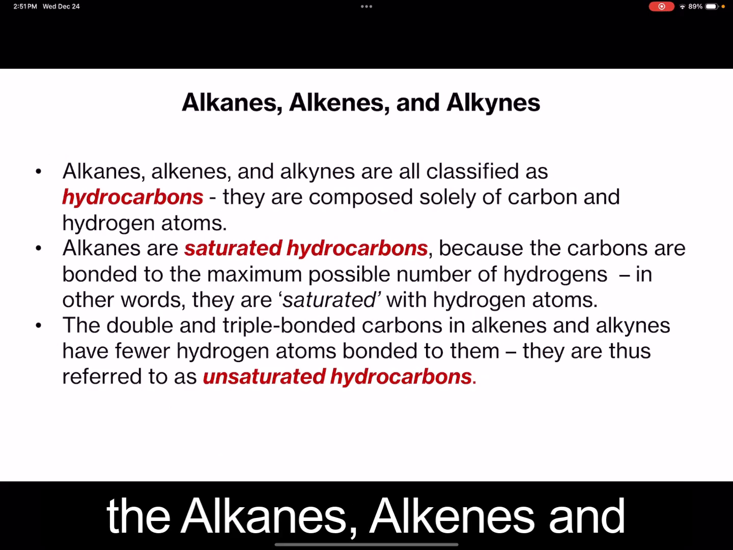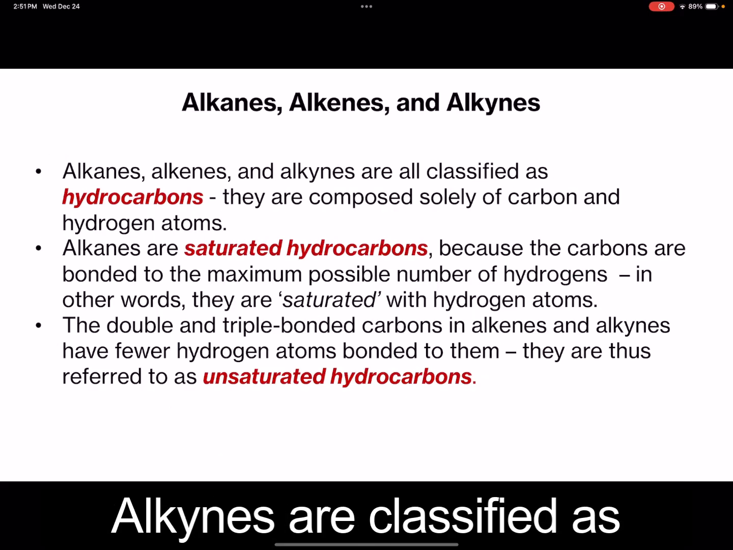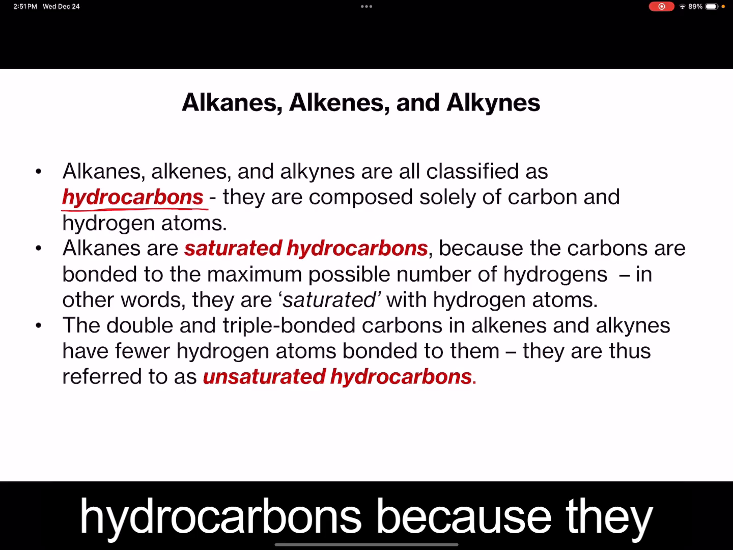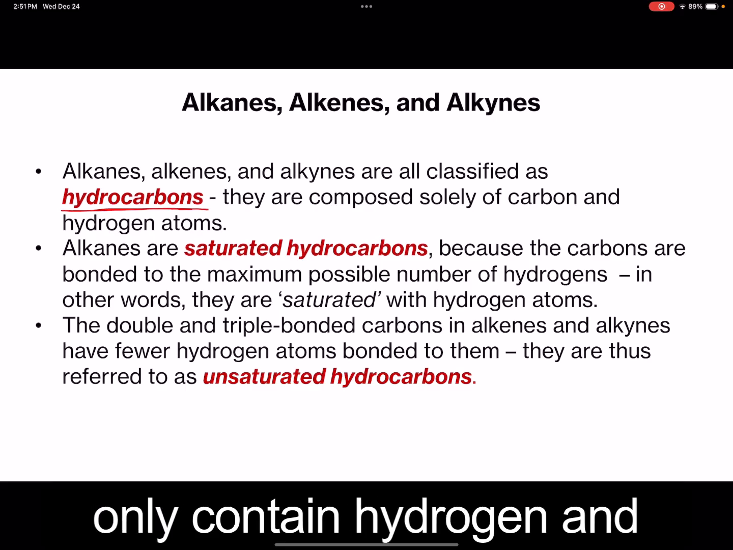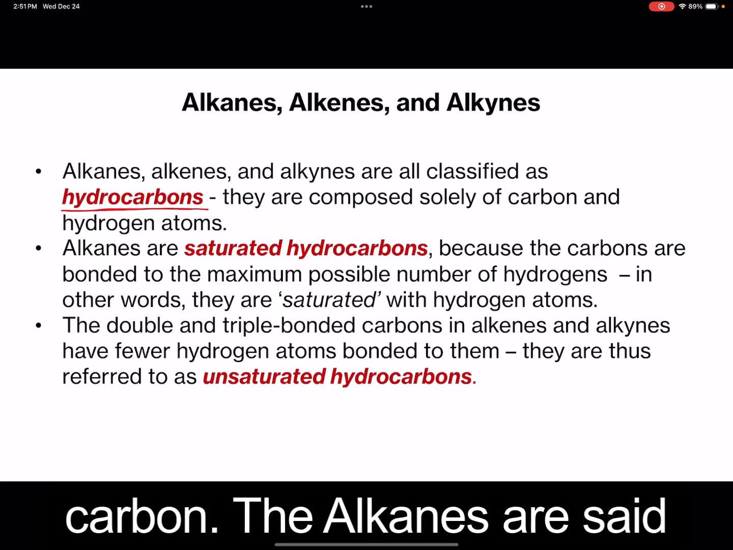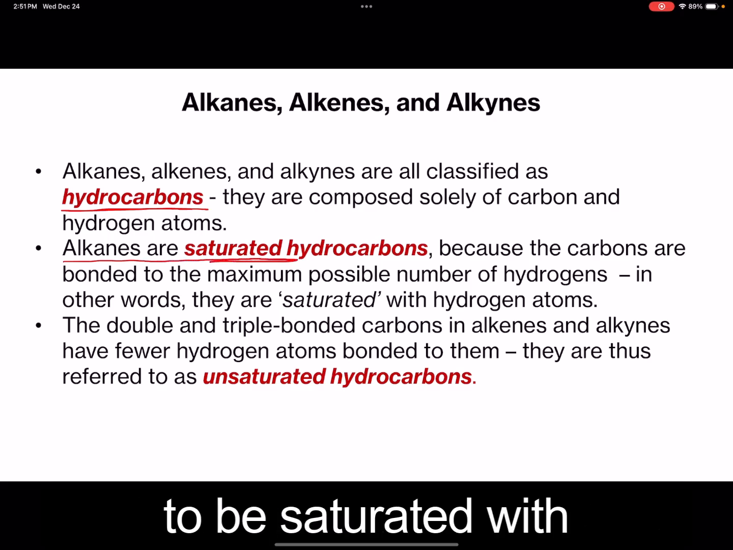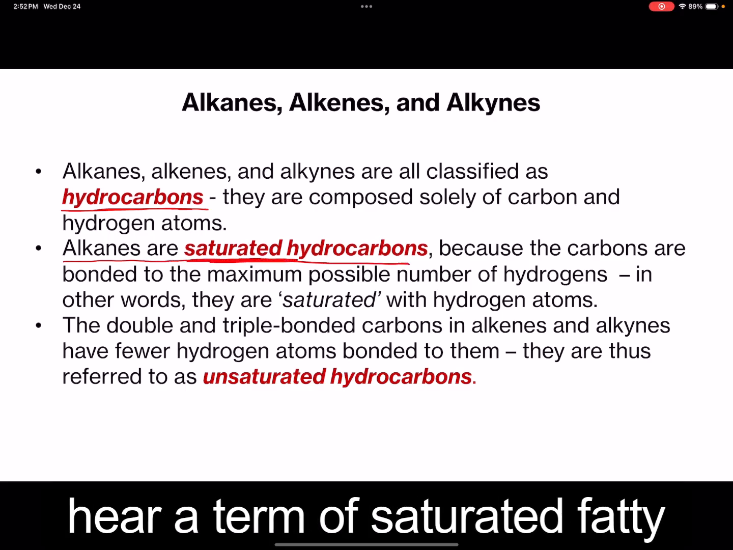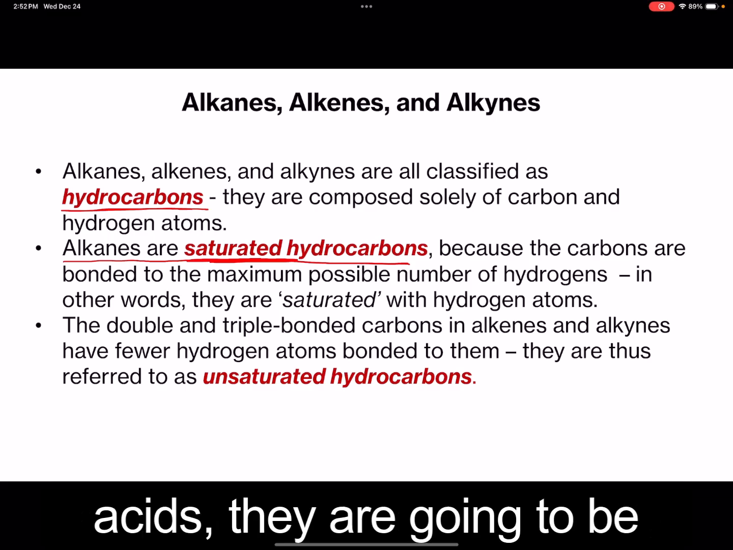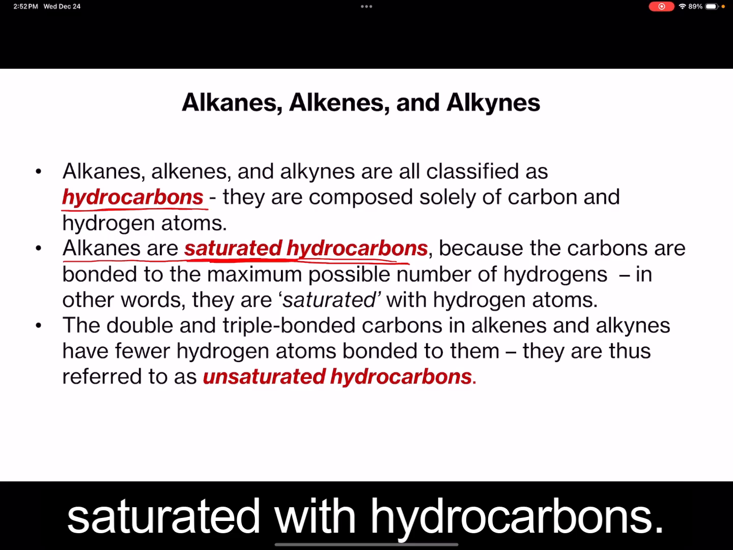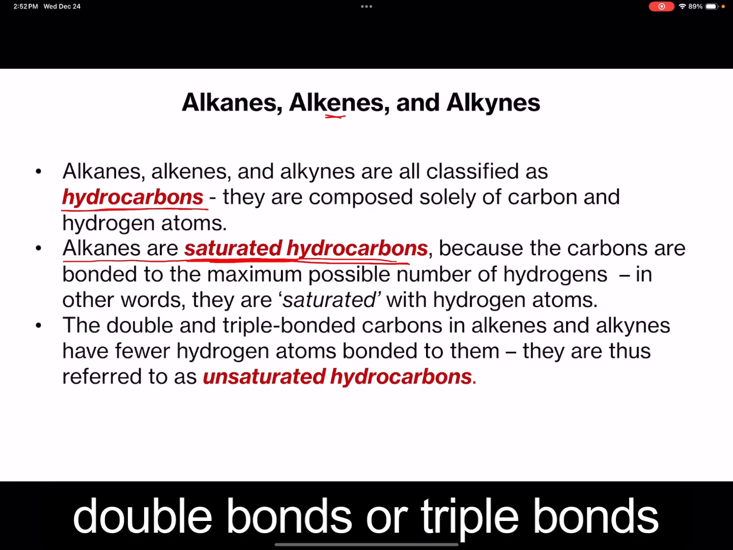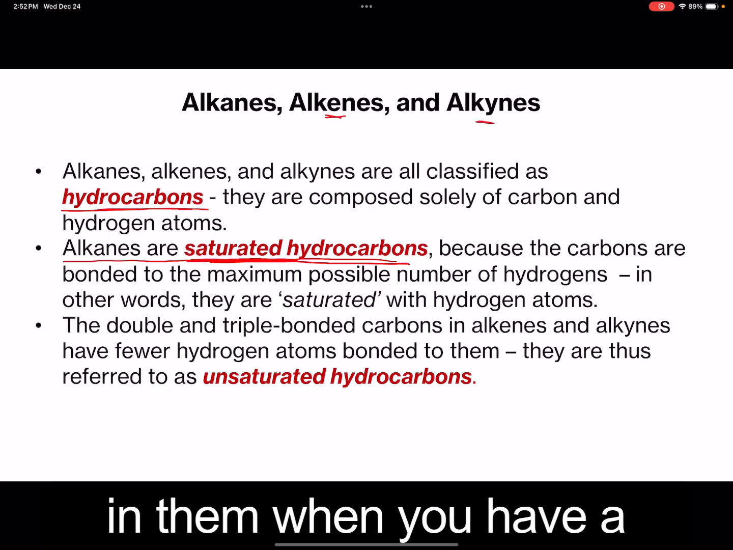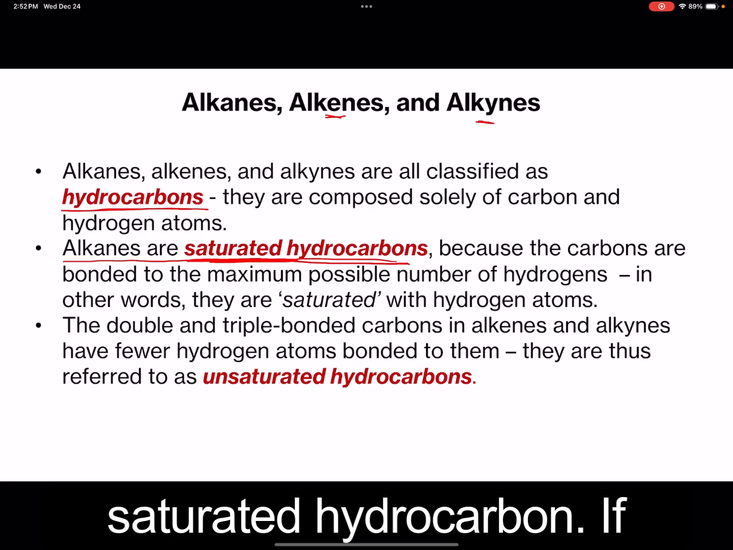So all the alkanes, alkenes, and alkynes are classified as hydrocarbons because they only contain hydrogen and carbon. The alkanes are said to be saturated with hydrogen. So when you hear the term saturated fatty acids, they're saturated with hydrogen. They don't contain any double bonds or triple bonds when you have a saturated hydrocarbon.